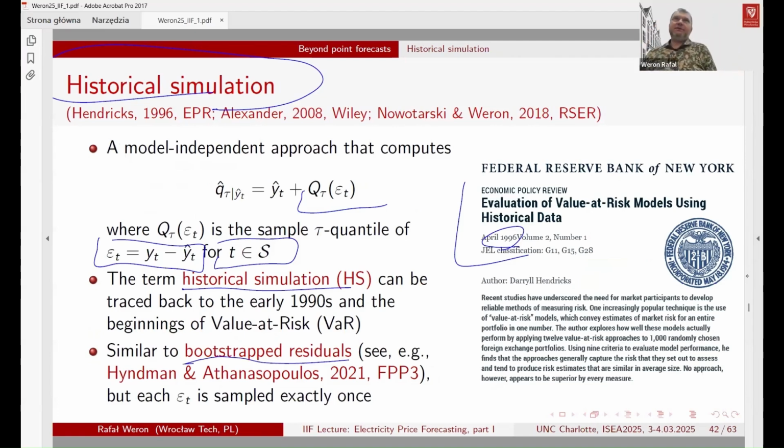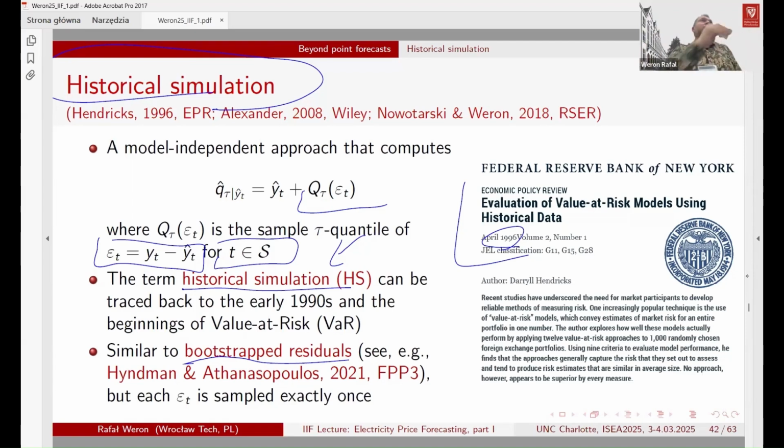There's a subtle difference, meaning that in historical simulation, you use exactly each error once. Okay, say you have a calibration window of 100 days where you have the prediction errors, the point prediction errors. Then you use exactly those 100 values to make the histogram to approximate the predictive density.